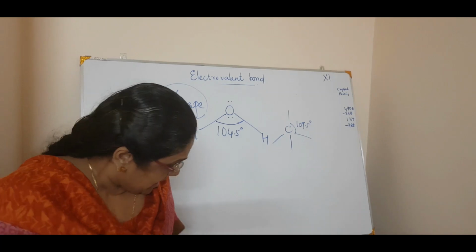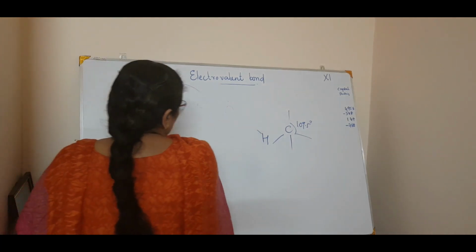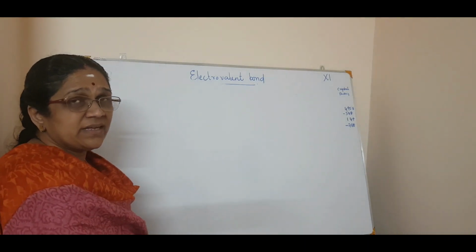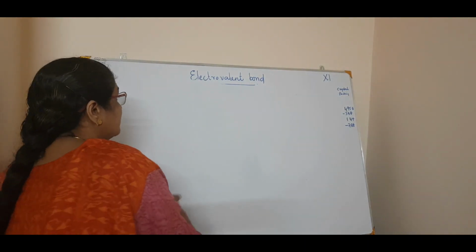Okay. Now next is bond order. What do you mean by bond order? This is very simple, that's why I just go through it like that. Now what is bond order?